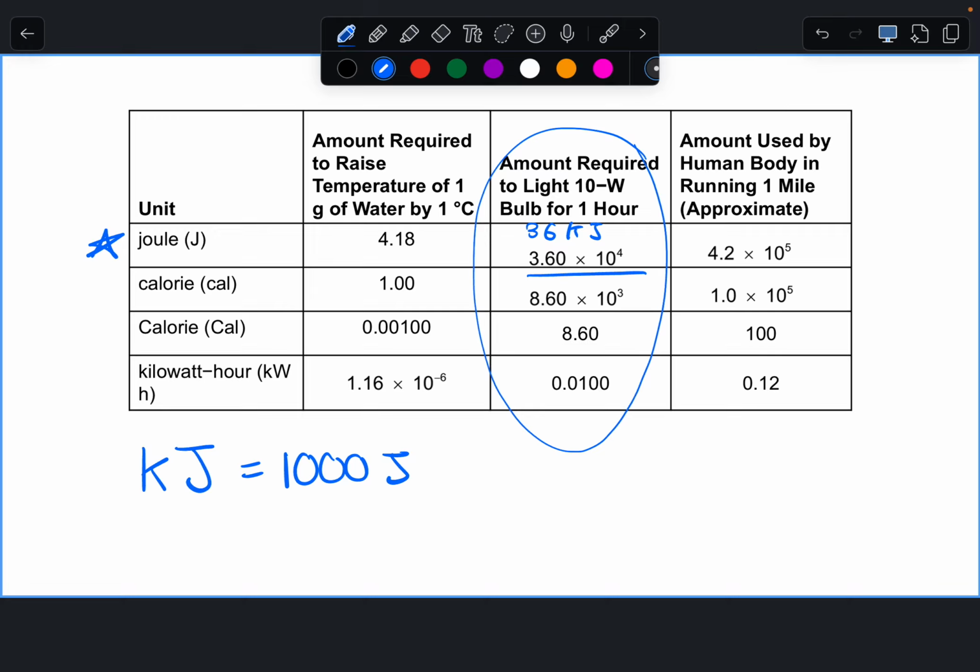We will use the unit calorie. This is not the same calories as in food. This is the calories in food. Do you see the difference? It's a big C versus a little c.